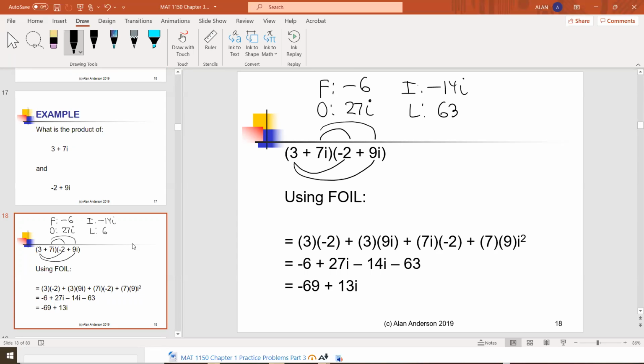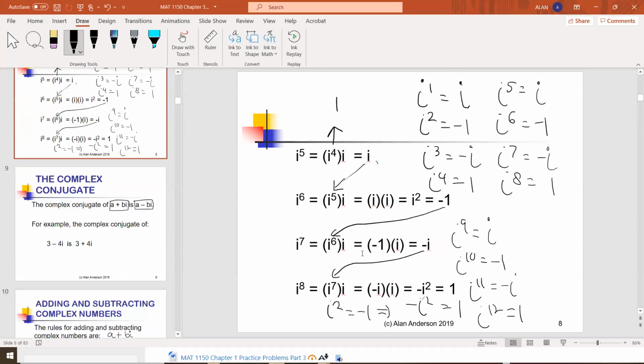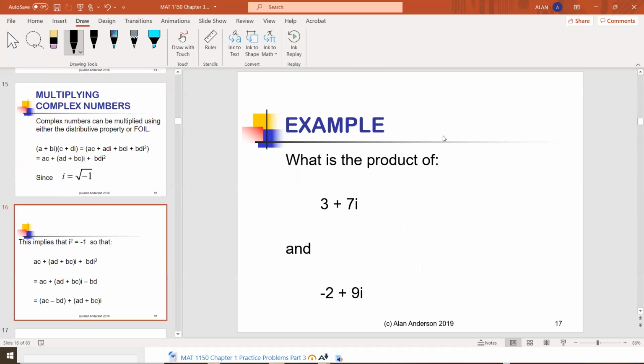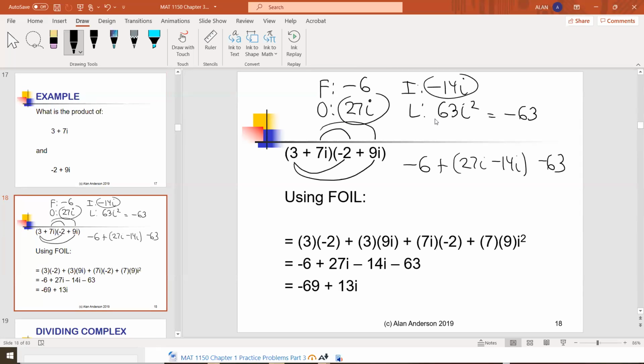This is 63i squared, but what does that equal to? Let's go back to our chart. Oh, that's right. i squared is -1. So that means we're going to get some simplification here. And when I bring these together, these two will combine. So look what I end up with, -69 plus 13i. Now, oh, that turned out rather well.